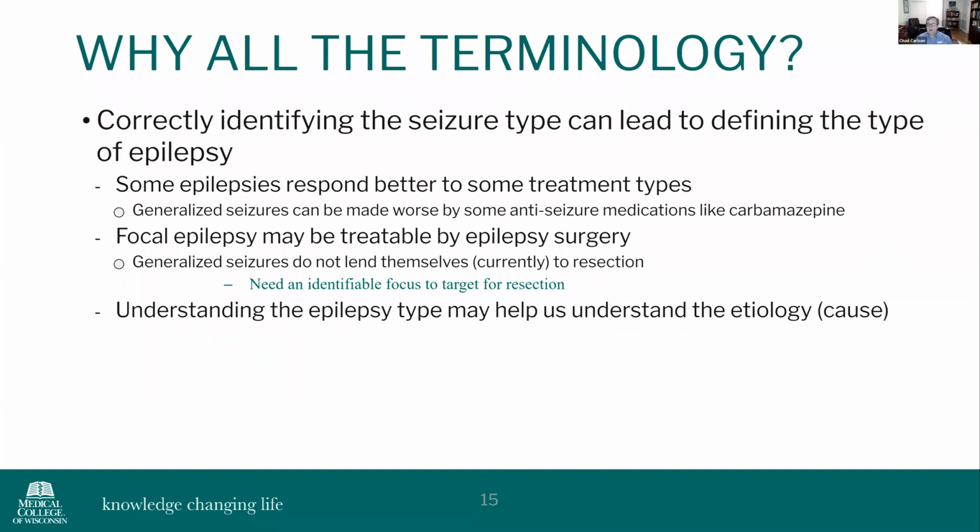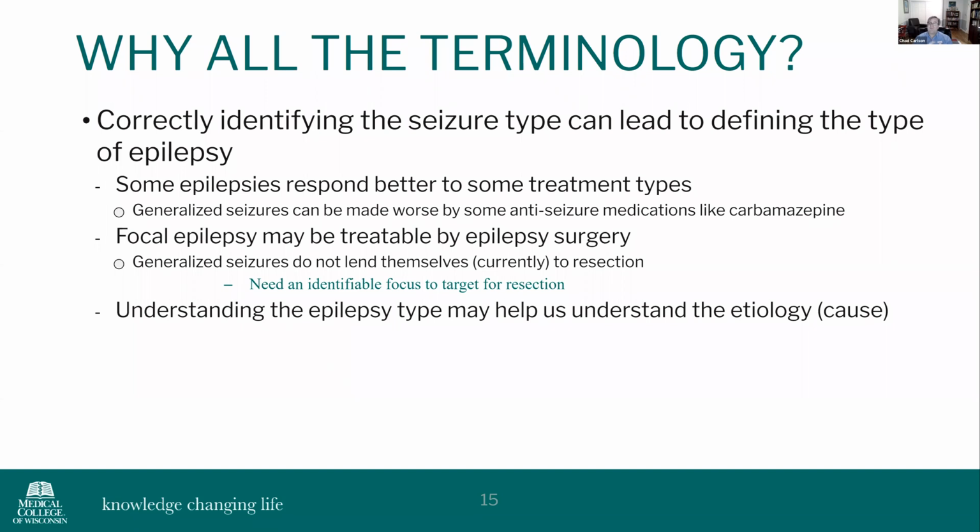We also know that patients with focal seizures who have a focal epilepsy may be candidates for epilepsy surgery. If you can identify the focus where the seizures start from, it may be possible to remove that focus. With generalized epilepsy, if the focus is the whole brain, it is not possible to remove the whole brain. And I guess theoretically it is, but that doesn't go well. So knowing whether they're focal seizures versus generalized helps to determine whether or not a resection, removal of an area of the brain, is an appropriate potential treatment.